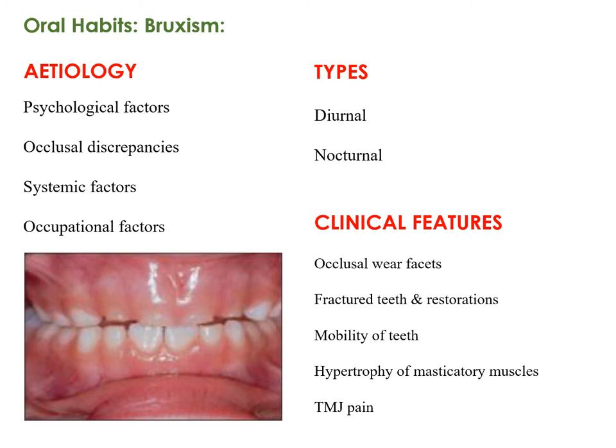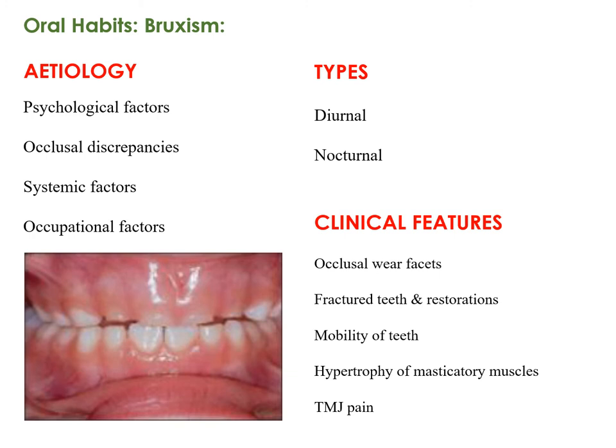So what are the types of bruxism? There is diurnal and nocturnal. Diurnal is performing this excessive clenching during daytime, and nocturnal is during night or during sleep. And what are the clinical features? You will see occlusal wear facets, fractured teeth, and restorations. The restorations can no longer withstand the huge amount of stress on them, and they will fracture.